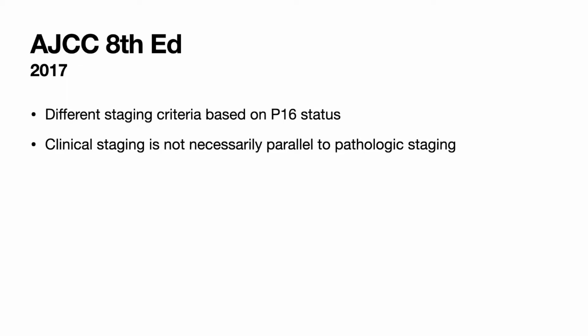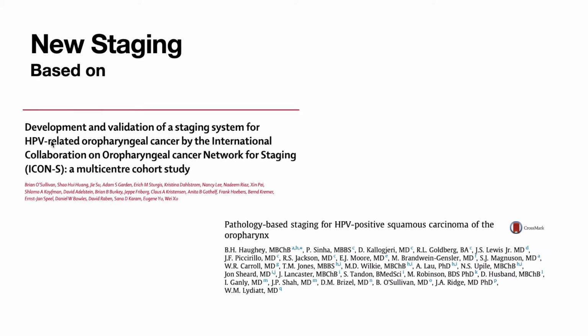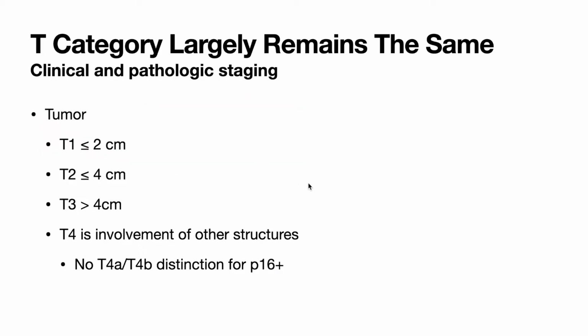Also interestingly, the clinical staging criteria differs from pathologic staging criteria. These two multi-institutional studies are responsible for that change, with O'Sullivan's paper driving clinical staging and Hoey's paper driving pathologic staging. T category remains the same for the most part, even in clinical and pathologic staging. Again, the only difference is there is no T4A and T4B distinction for P16 positive disease.